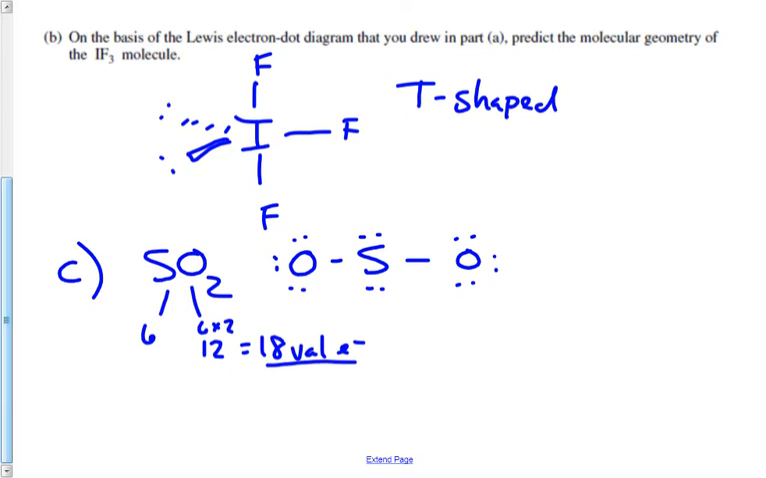So let's just narrate this a little bit. What's wrong with my diagram right now? I have too many, right? I have 20? I only have 18. Oh, you have too many. Your first instinct, put more on. No. So I either add dots or I have to add a bond.